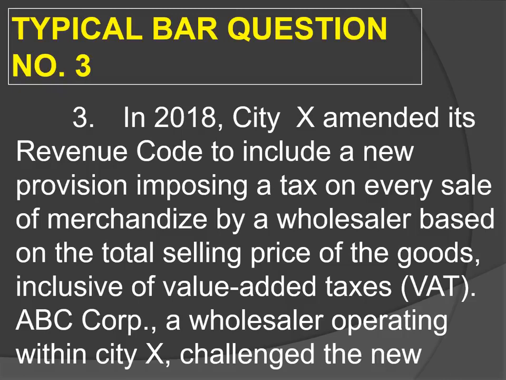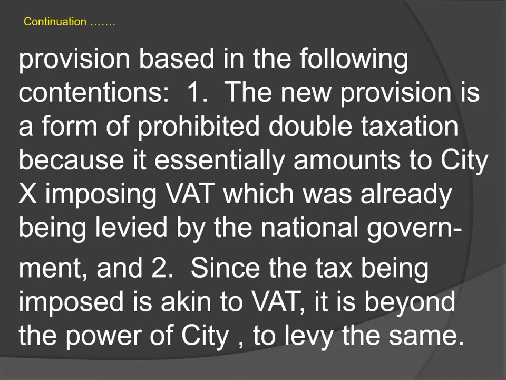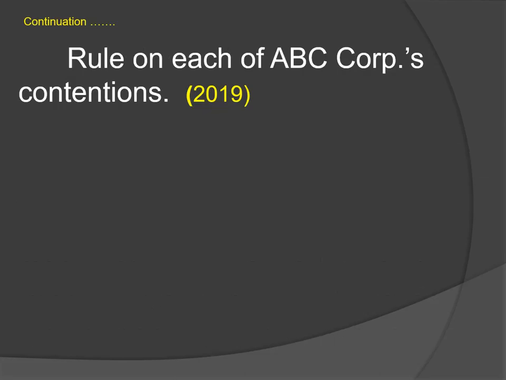In 2018, CTX amended its revenue code to include a new provision imposing a tax on every sale of merchandise by a wholesaler based on the total selling price of the goods, inclusive of VAT. ABC Corporation, a wholesaler operating within the city, challenged the new provision based on the following contentions. The new provision is a form of prohibited double taxation because it essentially amounts to CTX imposing VAT, which is already being levied by the national government. And two, since the tax being imposed is akin to VAT, it is beyond the power of the city to levy the same.